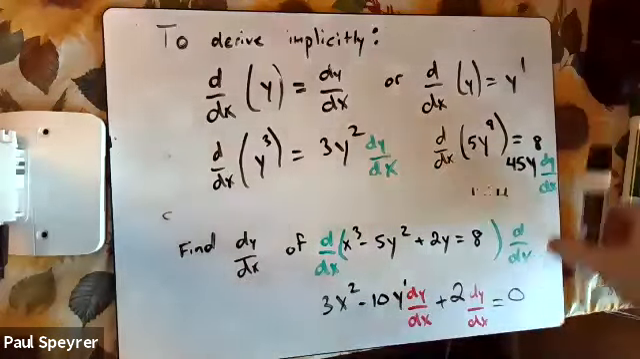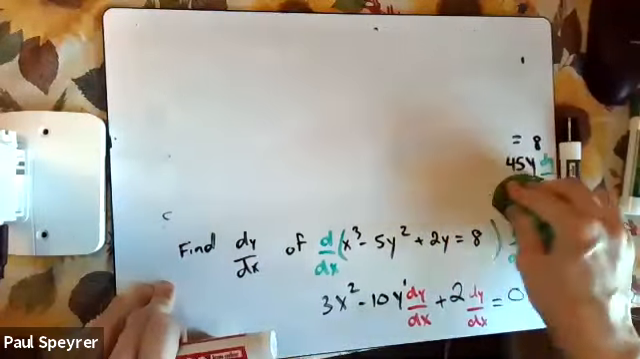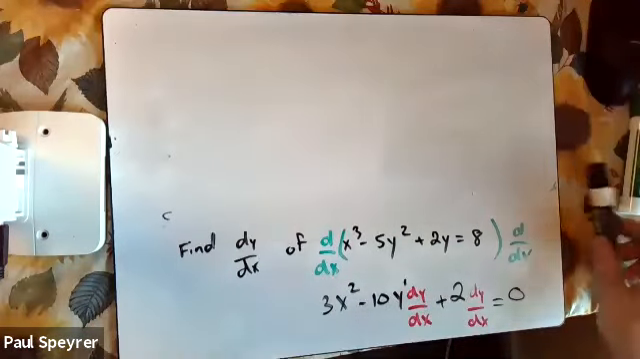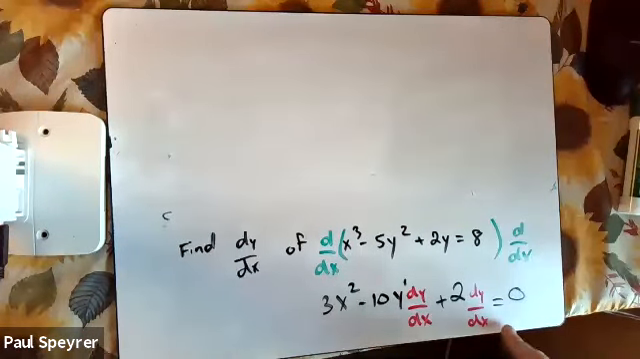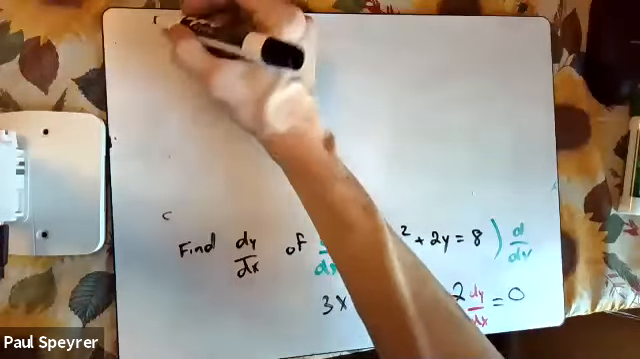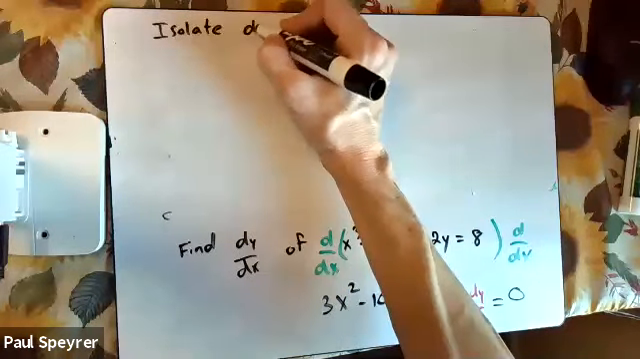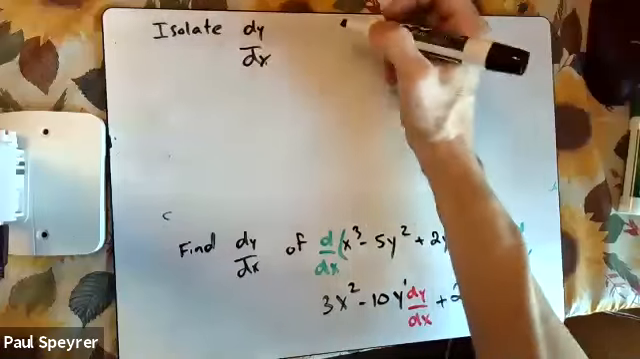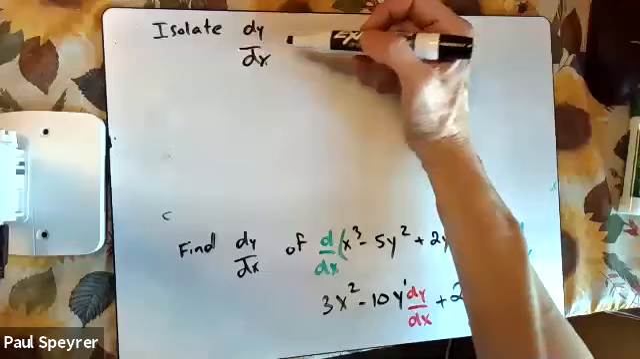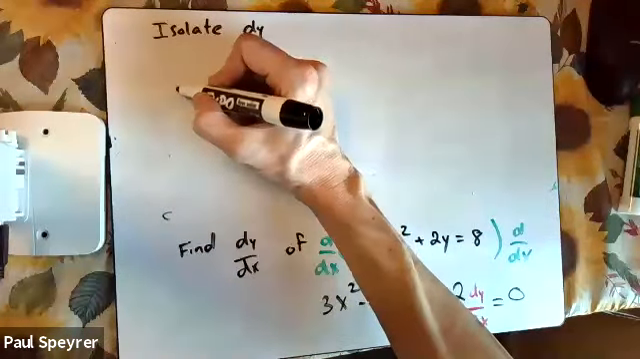So remember, we're trying to find dy/dx, right? The derivative of this function. How do we do that right there? Well, we need to isolate dy/dx, right? Because look, we have dy/dx here, dy/dx here. We've got to get that thing by itself because we're trying to find dy/dx. Like 99% of the time, whenever you implicitly differentiate something, you're going to have to isolate dy/dx, meaning we have to solve this equation now for dy/dx.